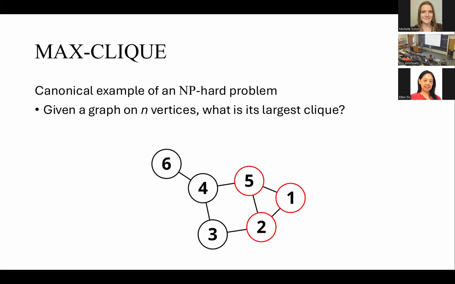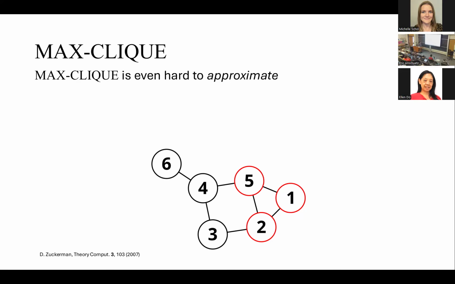If you're not familiar with max clique, here you're given some graph. Here's a graph on 6 vertices, and we're interested in finding the largest clique of this graph, hence max clique. A clique is just a complete subgraph. So for this graph, the largest complete subgraph is this 1, 2, 5 cluster over here. And if you're familiar with complexity theory, this is one of the standard examples of an NP-hard problem. It actually is even worse than this.